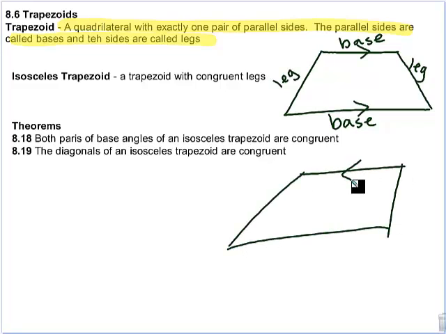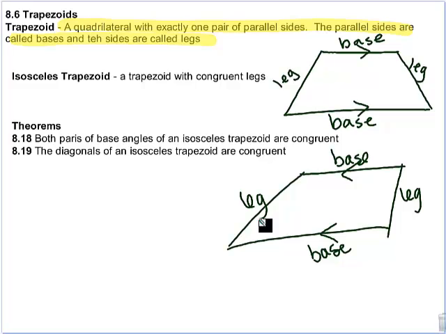Another example of a trapezoid. This is also a trapezoid. We have got two parallel sides, so this would be our two bases, and then we have the two legs. Okay, so a trapezoid doesn't have to look like what our typical trapezoid in our mind looks like, but it can also have some different looking legs.